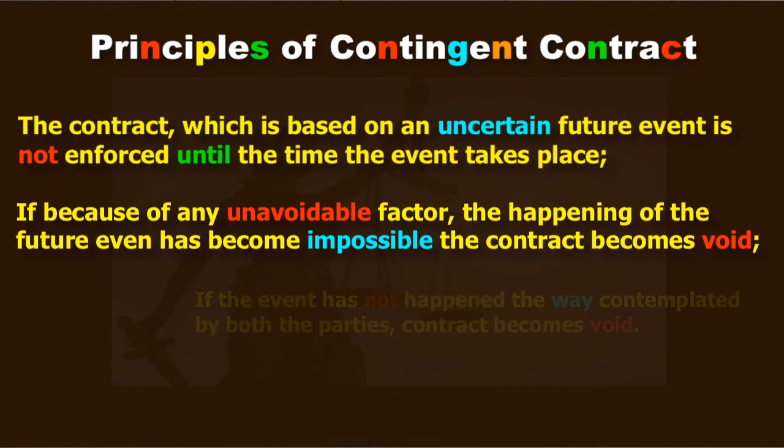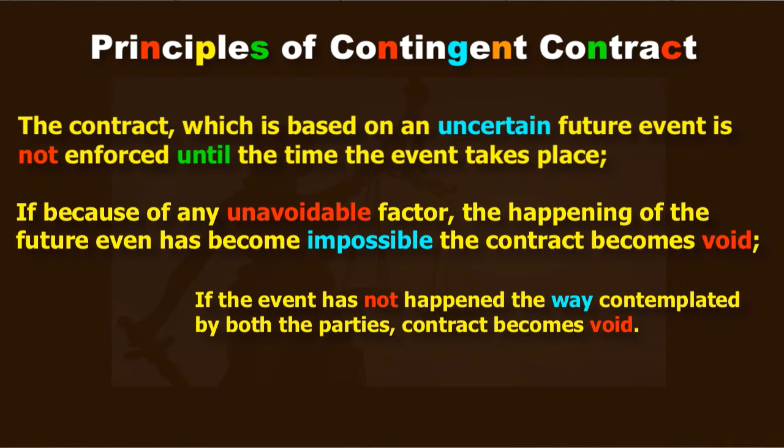The third principle is, if the event has not happened the way contemplated by both the parties, the contract becomes void. Let's understand it with an example. You promised Mr. B, if he marries C through the traditional ways, not through the registry, that is through court, then you will pay him 5,000 rupees. But B, though married to C, married in the court, that is through court marriage, and not by means of the traditional ceremonies. So in that condition, B has no right to claim the amount because this contract is void, because it is not performed the way it was promised. So this is a void contract.